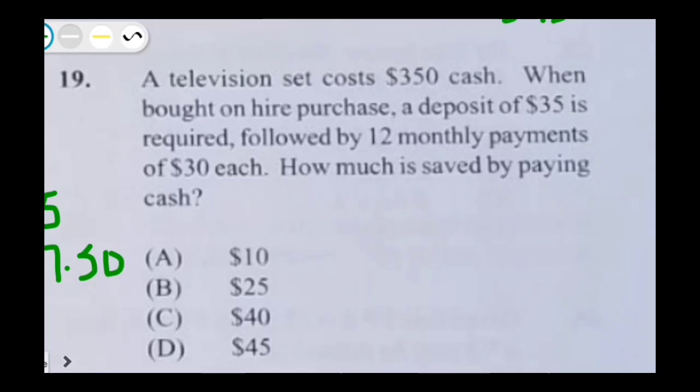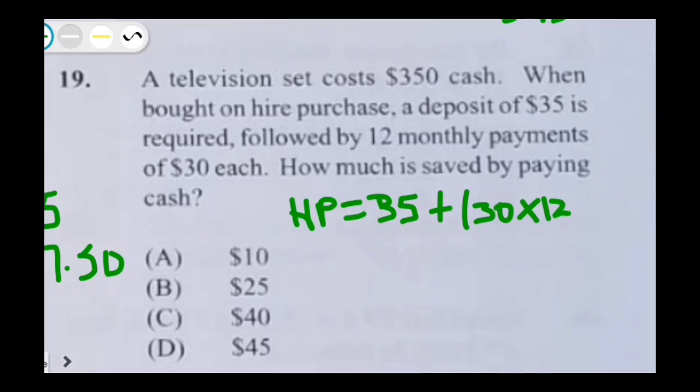So HP, hire purchase, that person is going to put down a $35 deposit, plus they're going to be paying back $30 multiplied by 12, so $30 in 12 months. Calculating 30 by 12, we'll have 360. And then adding 35 plus 360 is going to give us a hire purchase value of $395.